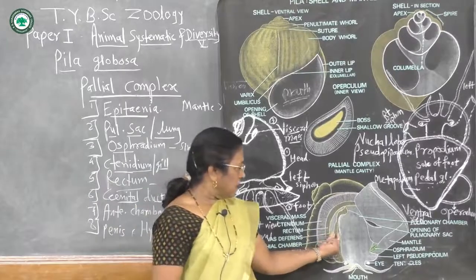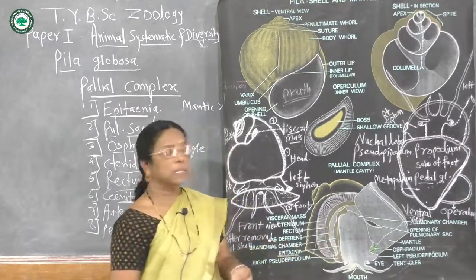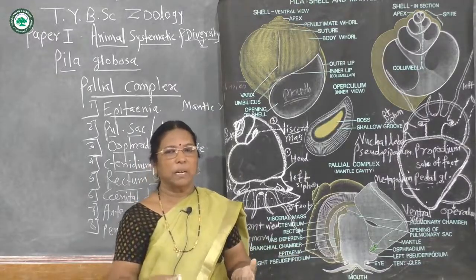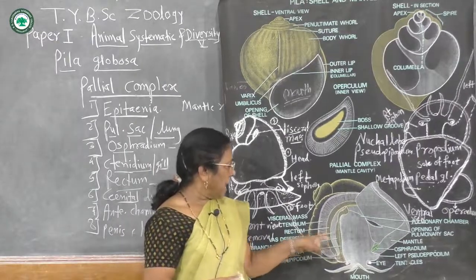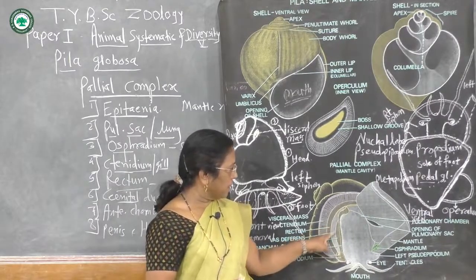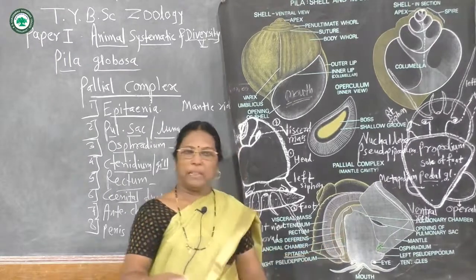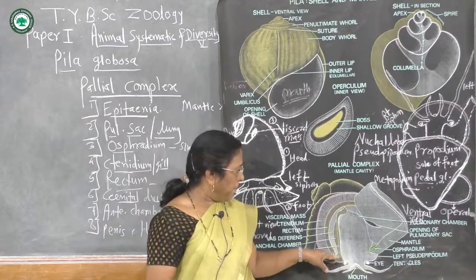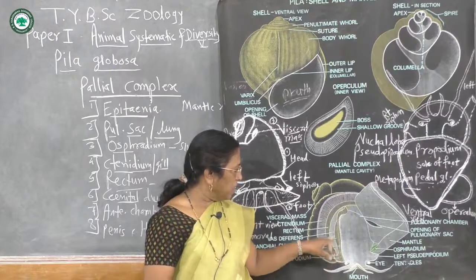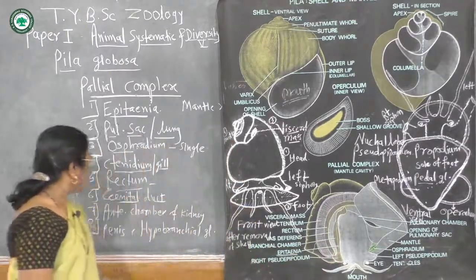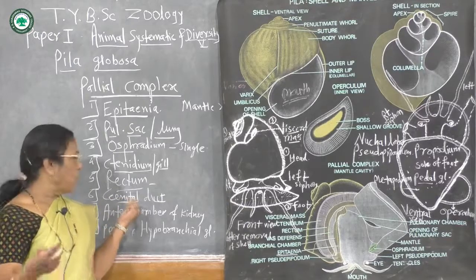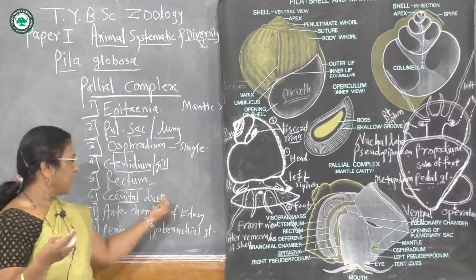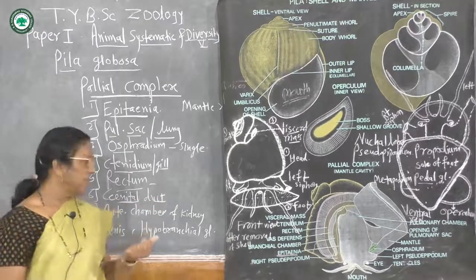Then the genital duct. Suppose this is a female animal. Pila is dioecious, that is, male and female sexes are separate. If female, then at the right side of this rectum there is the vagina. If male, then there is the vas deferens. Both these ducts open behind the right nuchal lobe to discharge their products, whether sperm or egg. These are the genital ducts, that is, vagina in female and vas deferens in male.